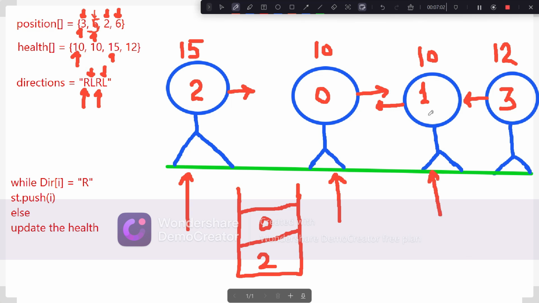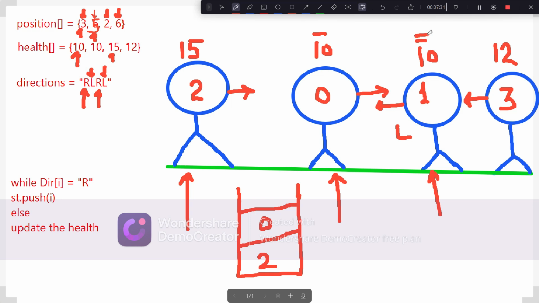We are coming to here. So see here, what is the index? Index is 1. So at index 1, what is the direction? Direction is L. So in the case of L, we have to update the health. There are 3 conditions. When there is a collision, because this is a collision case, right? This guy is left and top of it is right. So first of all, we will check what are their health values.